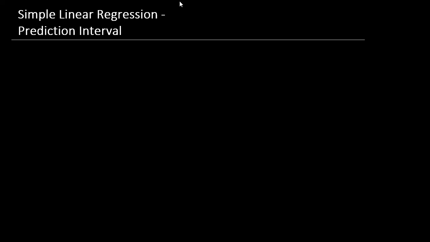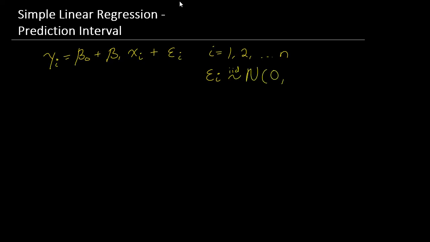All right, in this video, we're going to talk about how to construct a prediction interval for the simple linear regression model. So our simple linear regression model is yi equals beta naught plus beta 1 xi plus epsilon sub i for i equals 1 to n. And we are going to be using this assumption that these model error terms are IID, normal, 0, sigma squared.